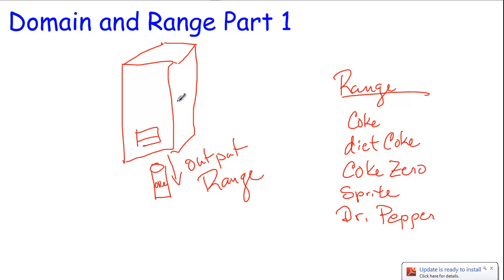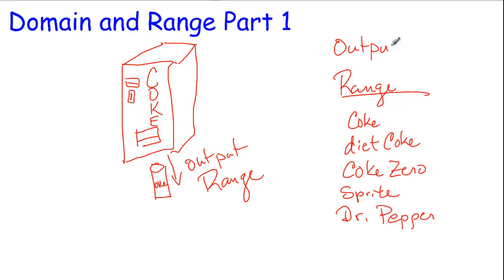But we have to figure out what we put into it. Here we have our little slot up here, and maybe a little dollar bill thing here. Now, in this Coke machine, we know what comes out of it is the range. But what do we put into it? What is the input? This, of course, is the output. And this is the input, which is, of course, domain. So what goes into this machine? What goes into it is the domain.